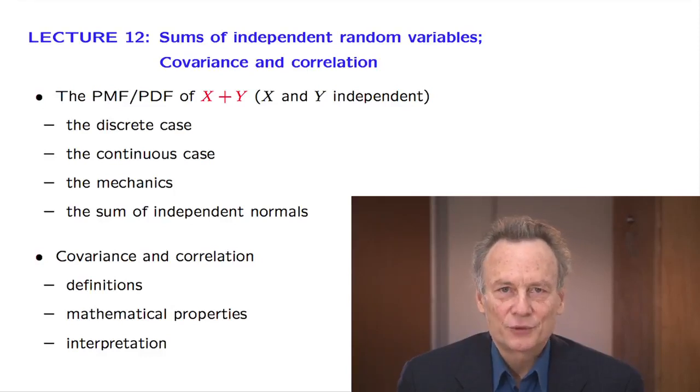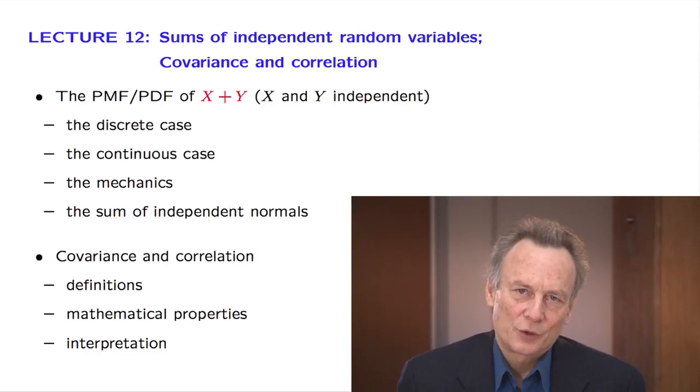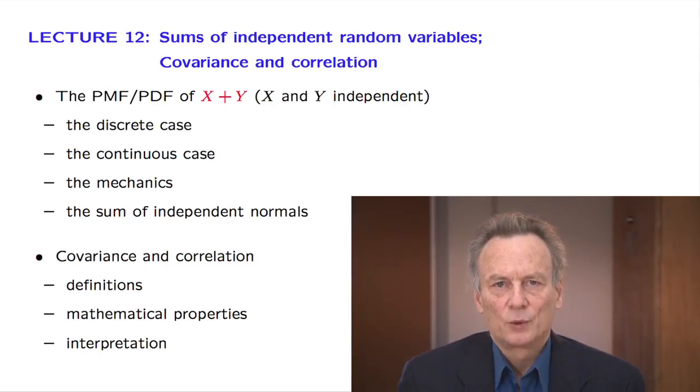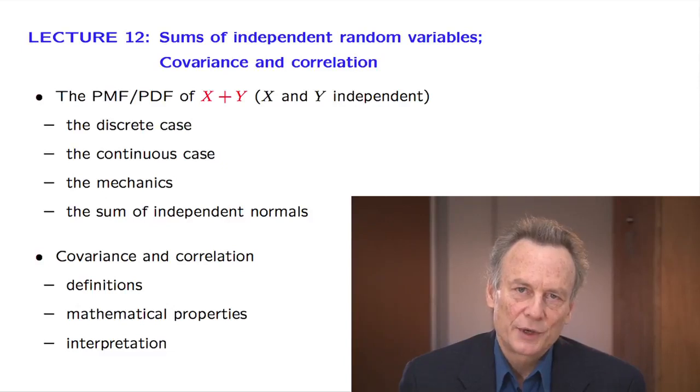This lecture consists of two parts that deal with two rather different topics. In the first part, we look into an important special case of a derived distribution problem. We start with two independent random variables with known distributions and wish to find the distribution of their sum.